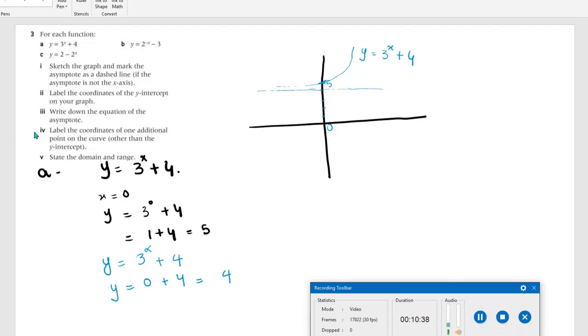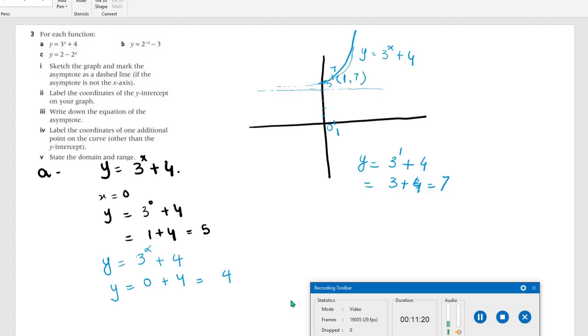Okay, now we have to label the coordinates of one additional point on the curve other than the y-intercept. Let's just take x equals 0. Oh, x equals 1. 3 to the power 1 plus 4, which would become 3 plus 4 equals 7. So it means the point where x equals 1, y would be 7. Okay, so it would be (1, 7).